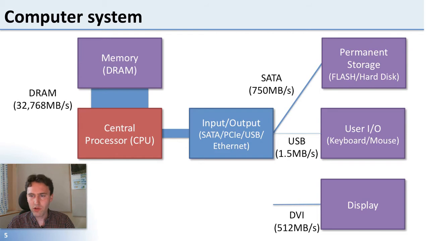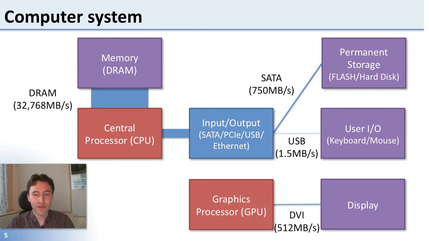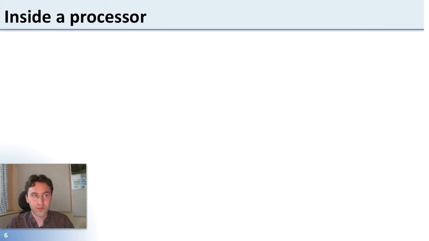Displays, well, they're pretty quick because you need to update all the stuff on the screen all the time, but they connect to the graphics processor, not directly the input-output, and the graphics processor then connects to the CPU through a PCIe bus, which is about 5 gigabytes per second. So here are the parts of the computer system, and you can see the relative speeds of the connections between them. This is the sort of stuff we're going to talk a lot more about when we get to the lecture on input-output, or I/O.